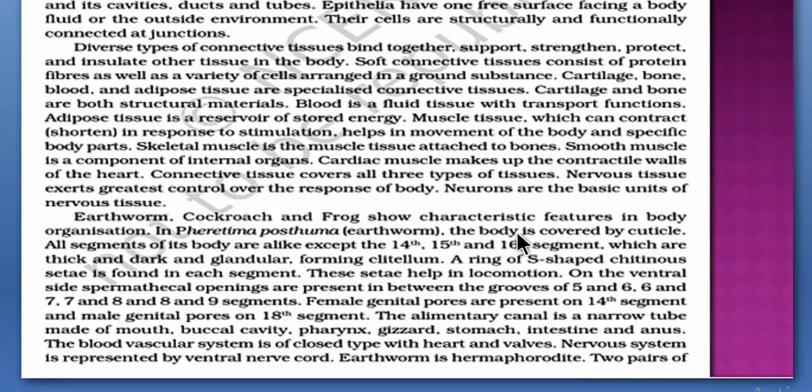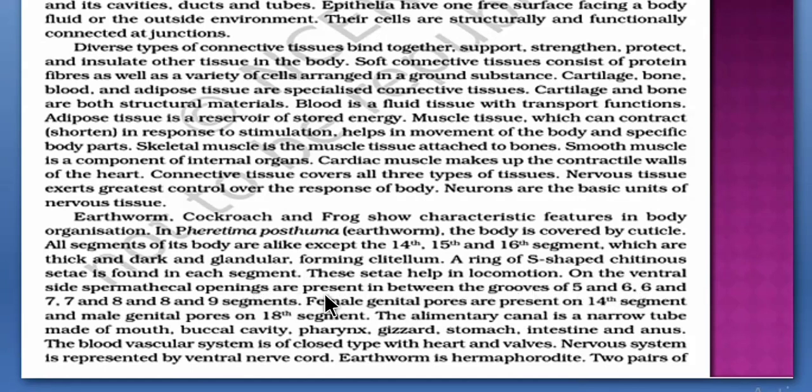Earthworm, cockroach and frog show characteristic features in body organization. In Pheretima posthuma earthworm, the body is covered by cuticle. All segments of its body are alike except the 14th, 15th and 16th segments, which are thick, dark and glandular, forming the clitellum. A ring of S-shaped chitinous setae is found in each segment. These setae help in locomotion.